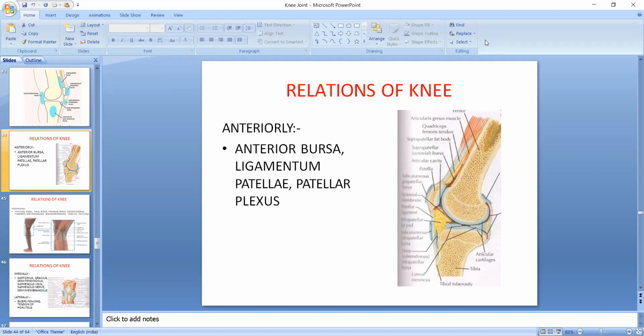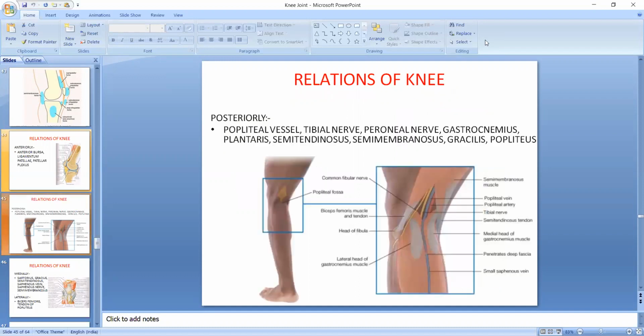Today we will see what the relations of the knee joint are, what it corresponds to among the other structures. Anteriorly, the anterior bursa, ligamentum, and patellar plexus are present. Posteriorly, the popliteal vessels, tibial nerve, peroneal nerve, gastrocnemius, plantaris, semitendinosus, semimembranosus, gracilis and popliteus muscles.